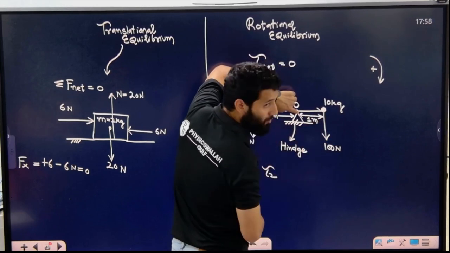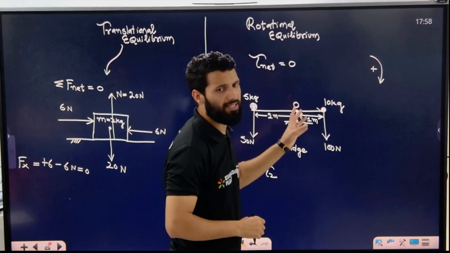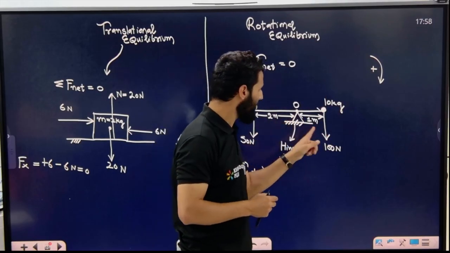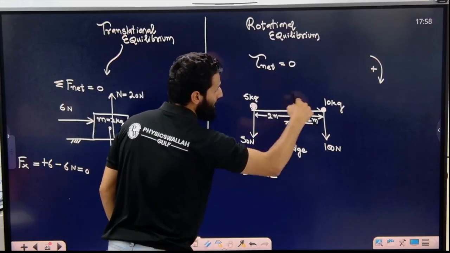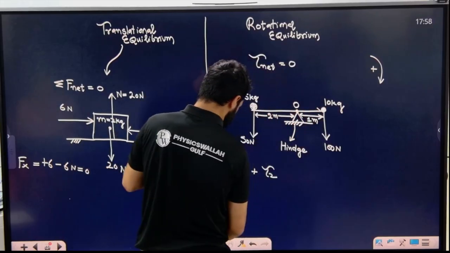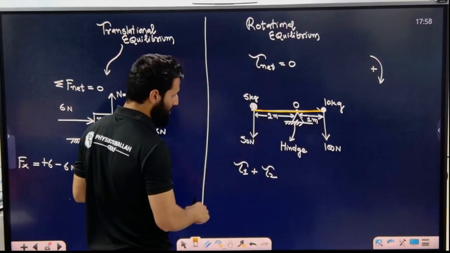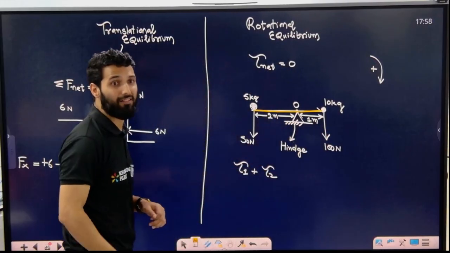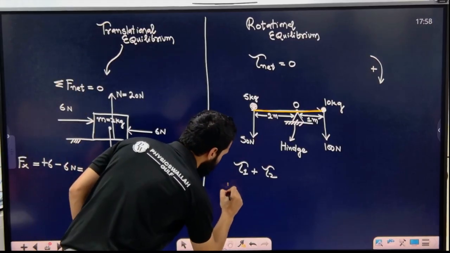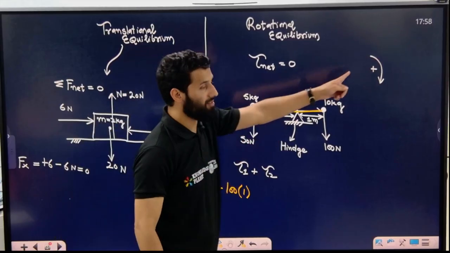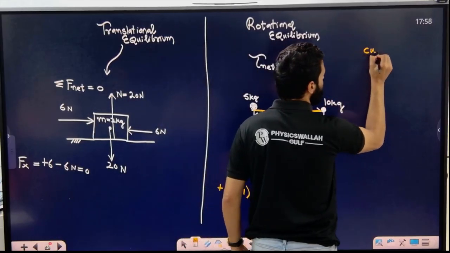What is the angle? 90. What is sin 90? 1. So can I say basically perpendicular distance multiplied by the force? 100. Do you understand? So I can say 100 into 1. Let's take clockwise. Will this seesaw rotate clockwise or anti-clockwise? It will rotate clockwise. Okay, so I will take it as clockwise torque. I will write 100 into 1, and I will take it positive. I took clockwise positive.